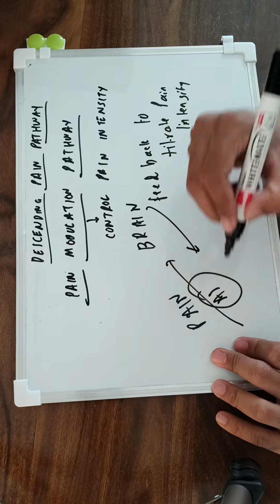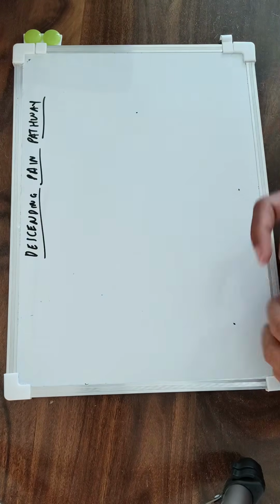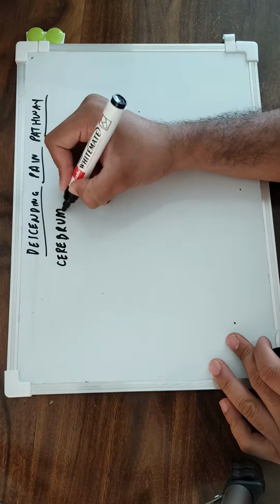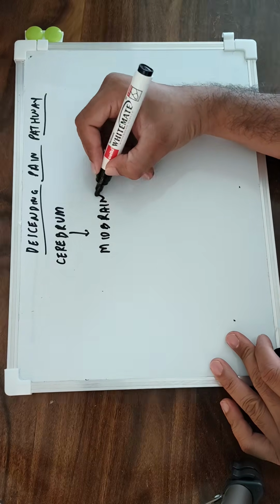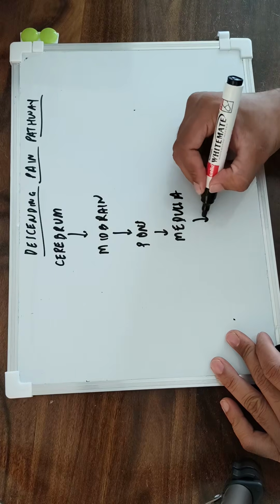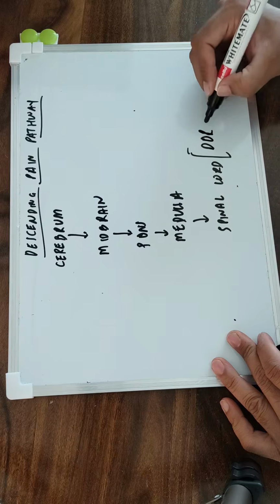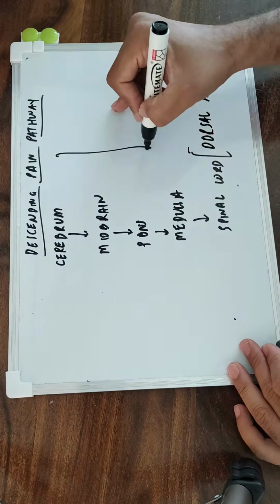So this will be the ascending pathway and this will be the descending pathway. The overview of the pain pathway is that it travels from cerebrum to midbrain, then pons, then medulla, then to the spinal cord, that is the dorsal horn. This is the pathway.